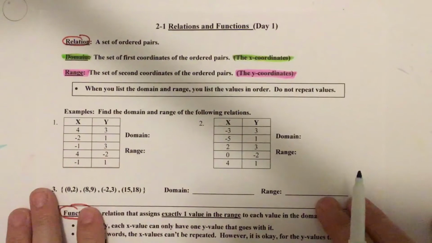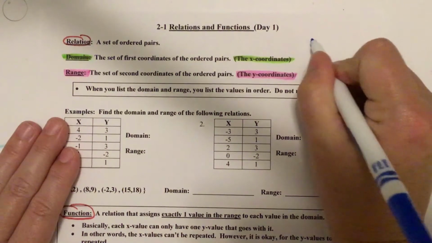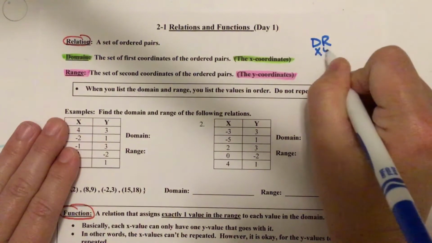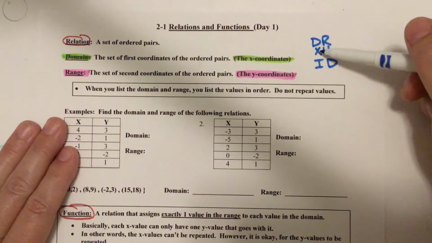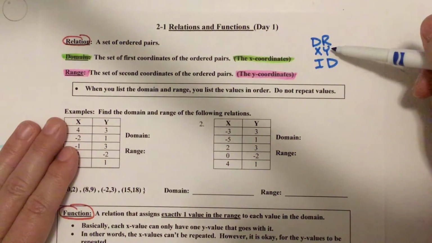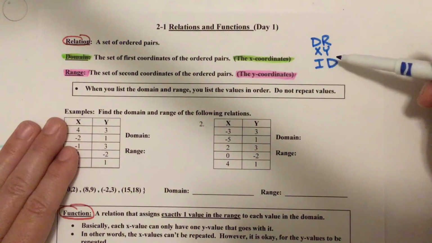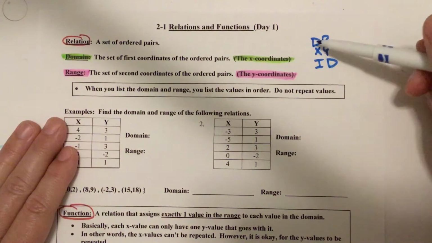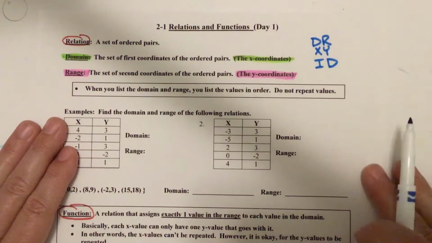And I had this little memory device that I used to say all the time, and it was Dr. XY, where's his ID? Which means domain are x's, which are independent, and range are y's, which are dependent. So Dr. XY, where's his ID? Just a little memory device that you can use to remember that domain are x's and range are y's.